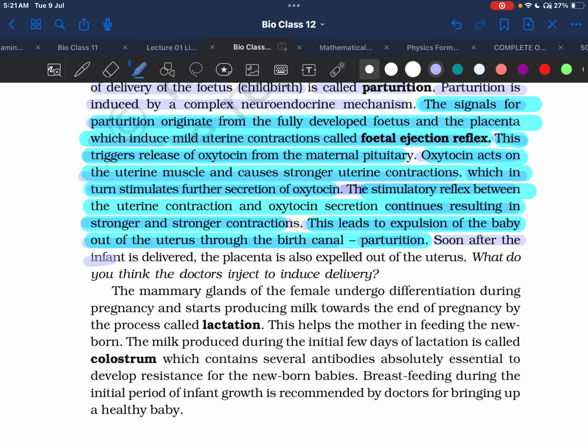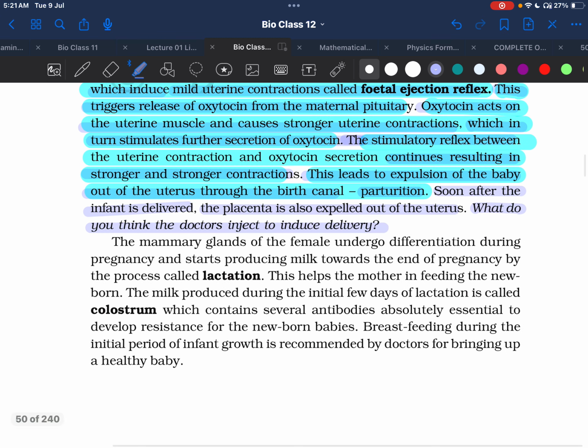Soon after the infant is delivered, the placenta is also expelled out of the uterus. What do you think the doctors inject to induce delivery?